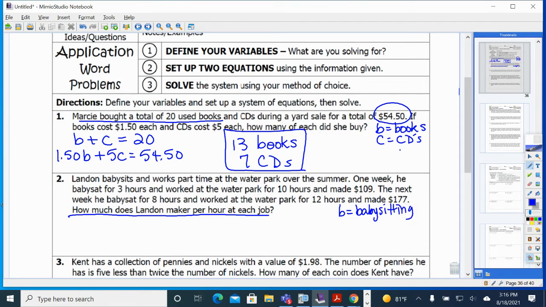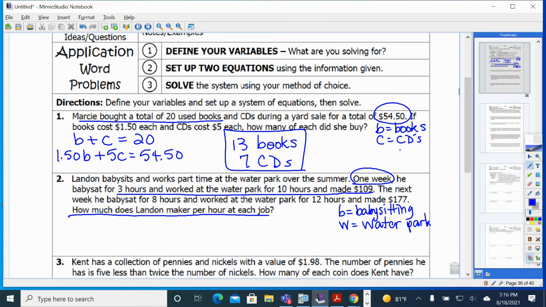And I'm going to use W for water park. Okay. Now I've defined my variables, and I need to set up my two equations. One of the equations comes from week 1. The second equation is going to come from the next week. So 1 week, he babysat for 3 hours and worked at the water park for 10 hours and made $109.